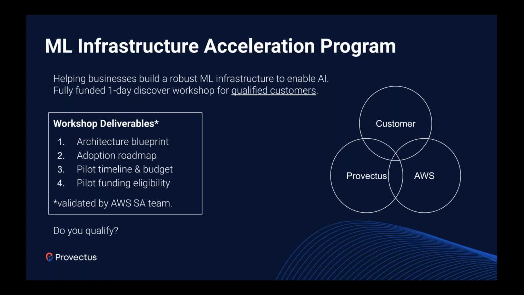Provectus and AWS have jointly developed a machine learning infrastructure acceleration program. It is designed to help businesses build a robust machine learning infrastructure to accelerate AI adoption enterprise-wide. Basically, it is a one-day virtual discovery workshop with clear deliverables. We will help you to visualize a North Star, a machine learning platform on AWS that will serve the needs of your business in the long run.